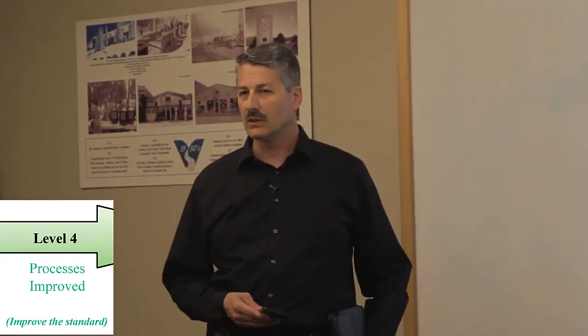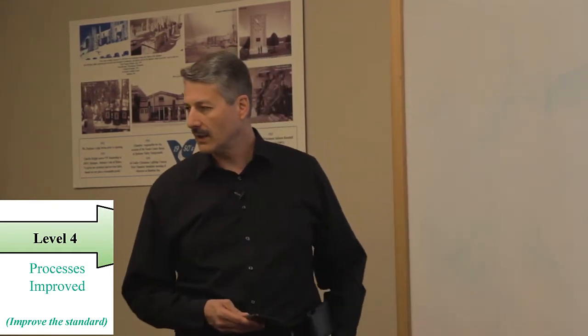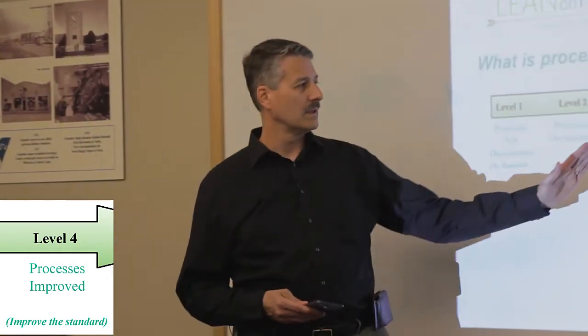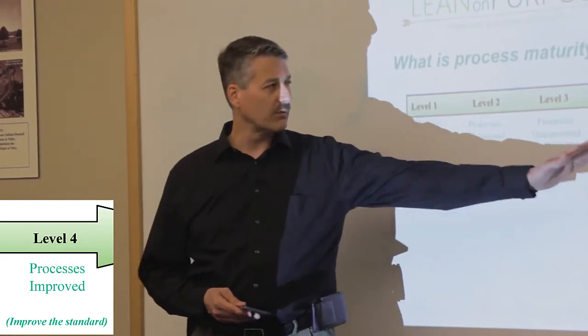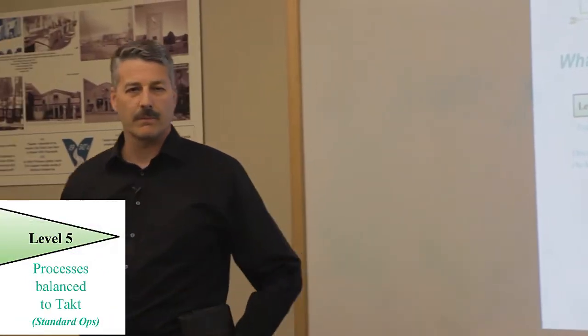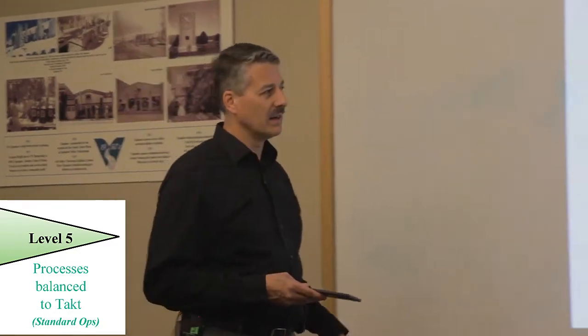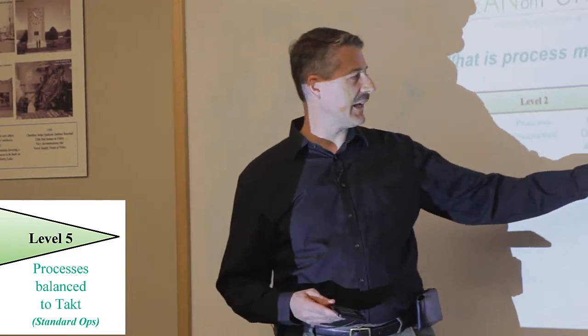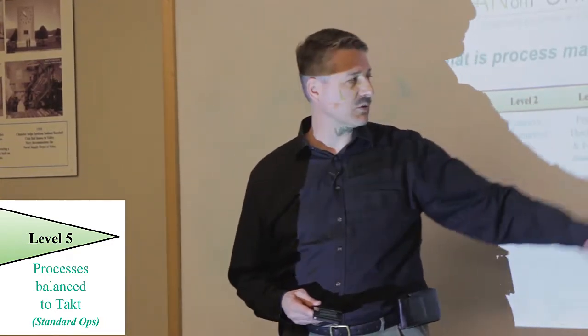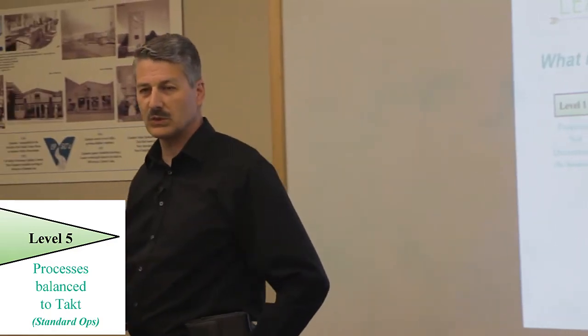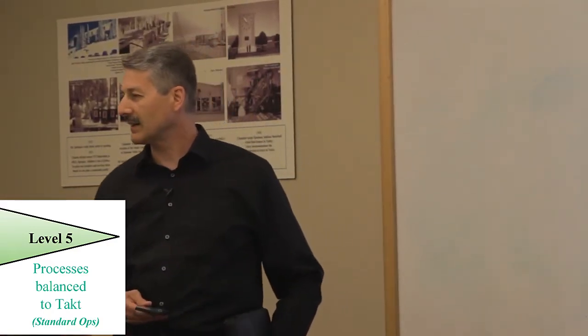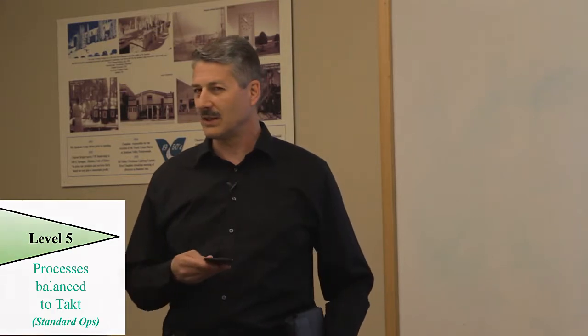And that's where a lot of the Lean tools actually come in, is just moving from level 3 to level 4. And then level 5 is what's called standard operations. It's kind of taking all of these where you have processes that are documented and followed and balanced and leveled to takt time. I haven't ever defined takt time before to some of you, so does anybody know what that is?